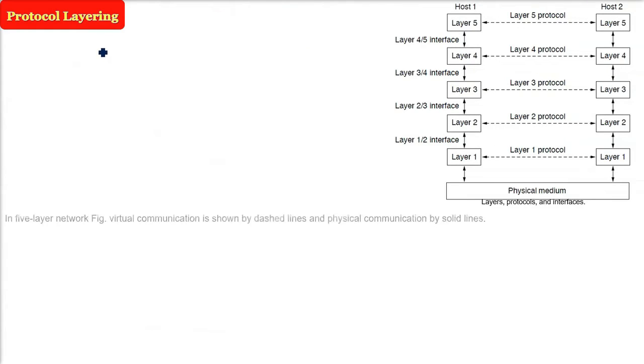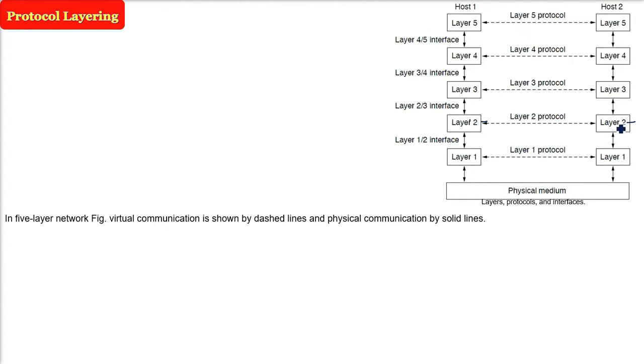So here is a 5-layer network. All the dashed lines you see are the apparent conversation. Layer 2 is talking to layer 2. Layer 3 will only talk to layer 3 because they have a common protocol. Layer 2 will not talk to layer 3 because they don't have a common protocol. But the actual communication is not horizontal but vertical. From layer 5 it will go to 4, 3, 2, 1, and through the physical medium it will again go up in the other machine, from layer 1 to layer 2, 3, 4, 5.